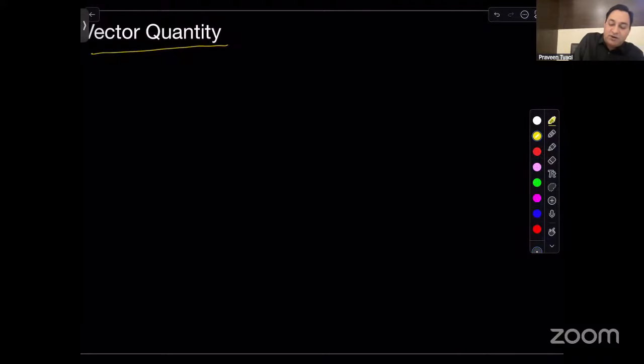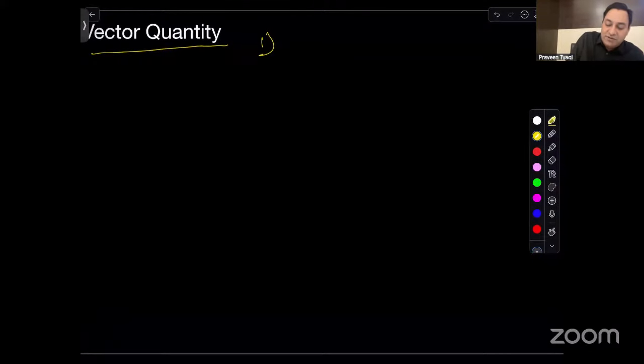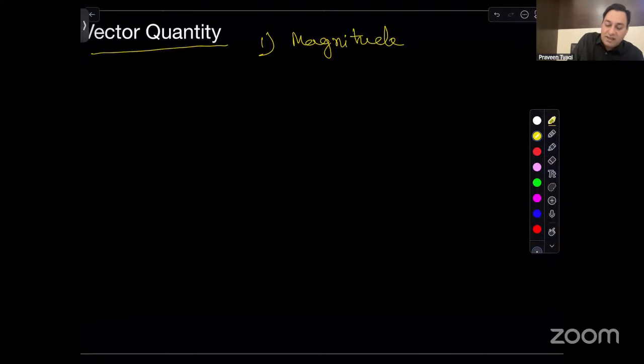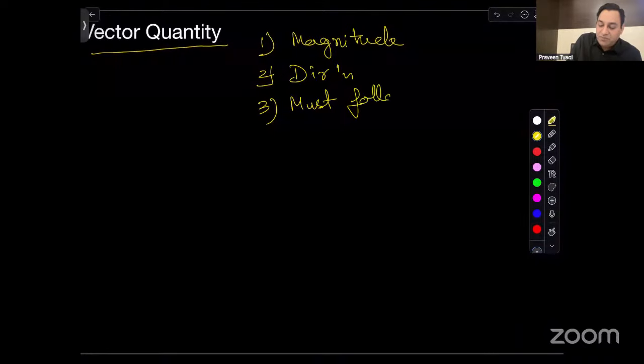What is a vector quantity? Any physical quantity which has magnitude, which has direction, and the third important part is it must follow vector algebra.